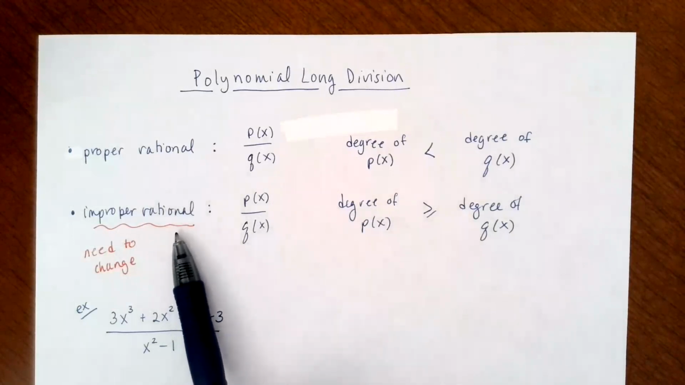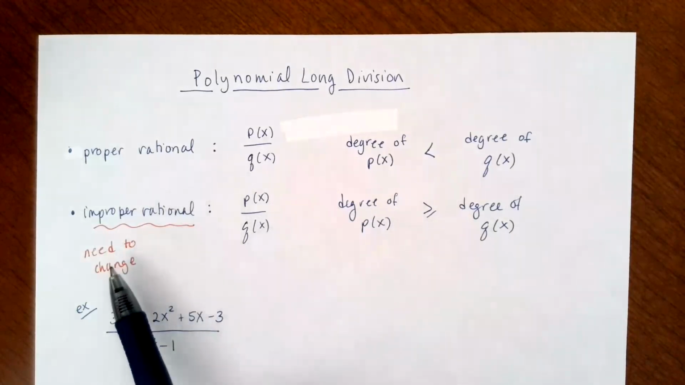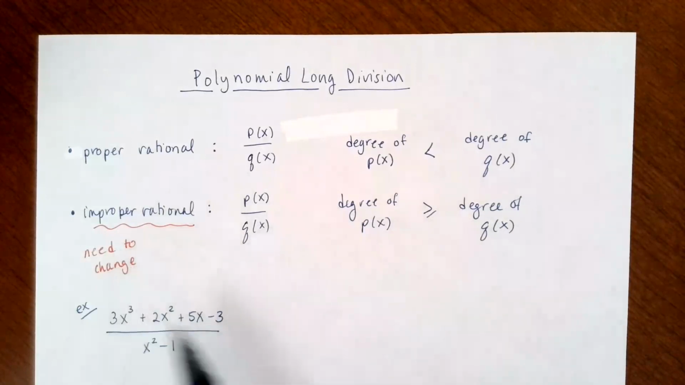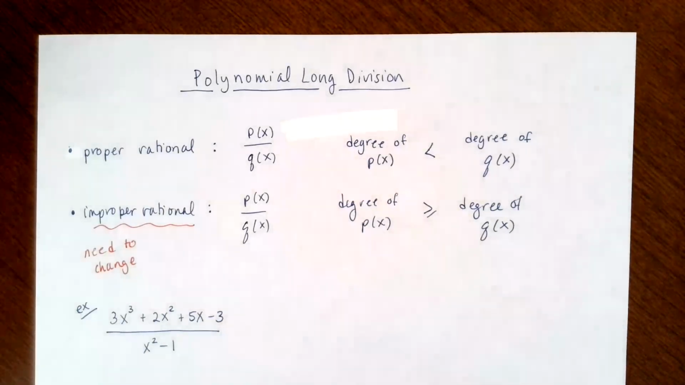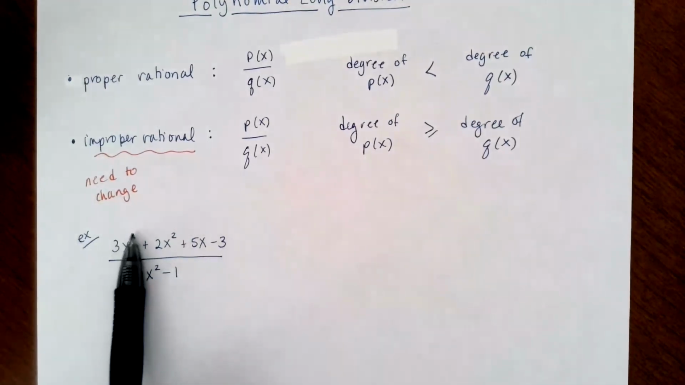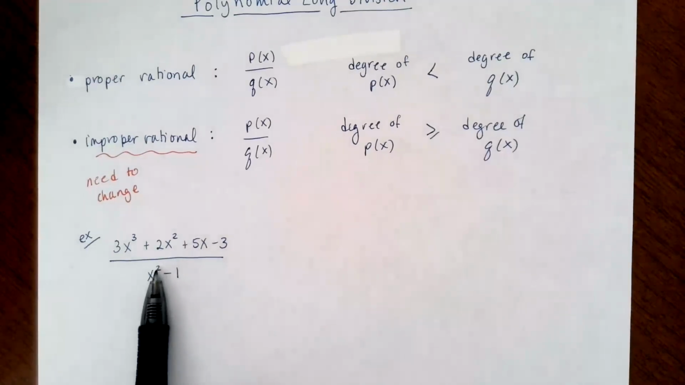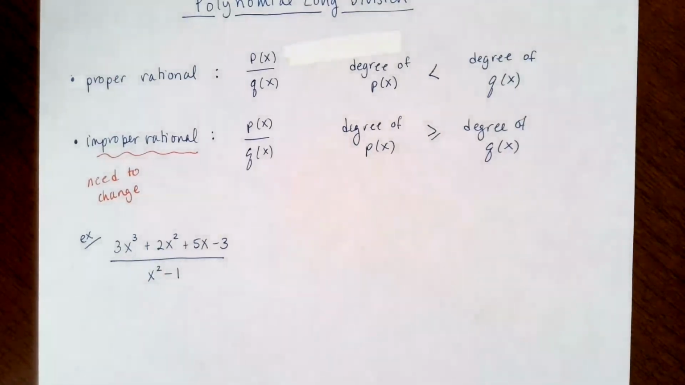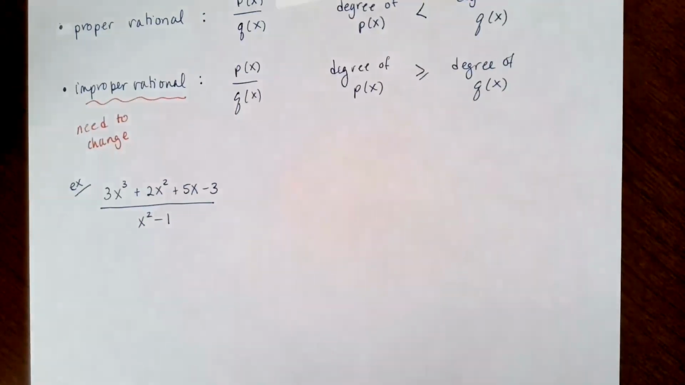So if you start with an integrand that's an improper rational, you just need to change it around using the method we'll talk about here, and then you can use the method of partial fractions the way that we learn it in class. The example that I have here is 3x cubed plus 2x squared plus 5x minus 3 divided by x squared minus 1. The degree of the top polynomial is 3, the degree of the bottom is 2, so this is improper. We're going to do polynomial long division to rewrite this in a different format.